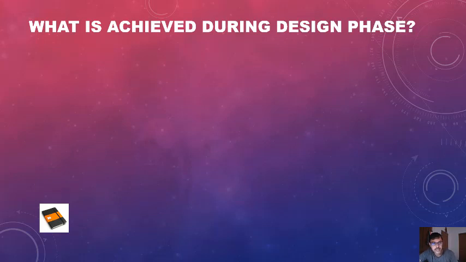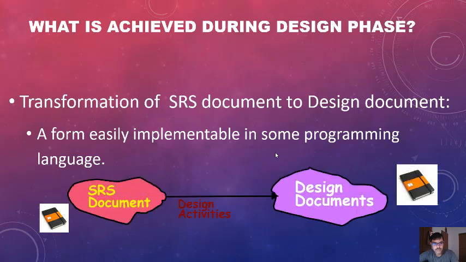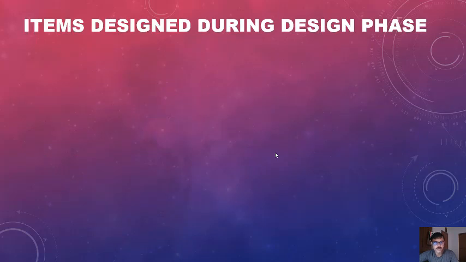So before going to the details, what is achieved during the design phase? The transformation of the SRS document to a design document is the achievement of this design phase: a form easily implementable in some programming language. So we will make a form which can be easily implemented in some programming language, and this SRS document is converted through the design activities into some design documents.